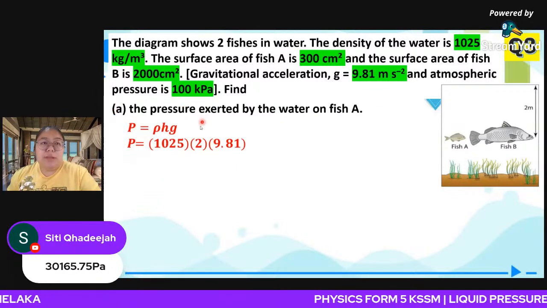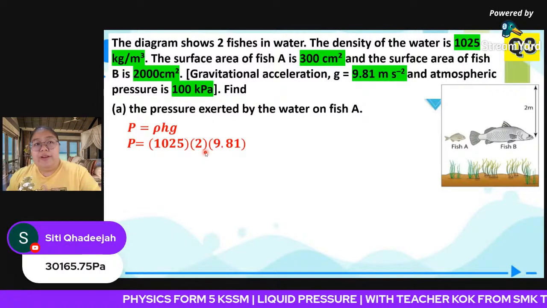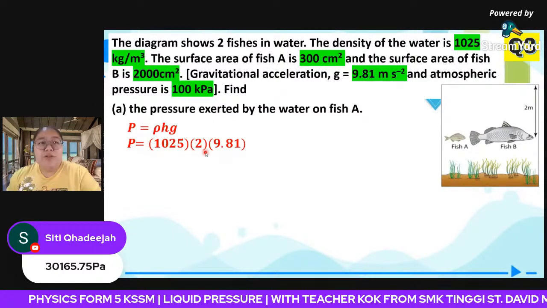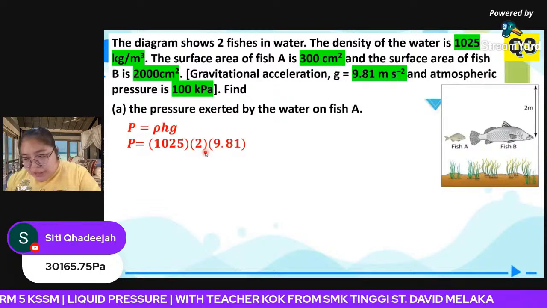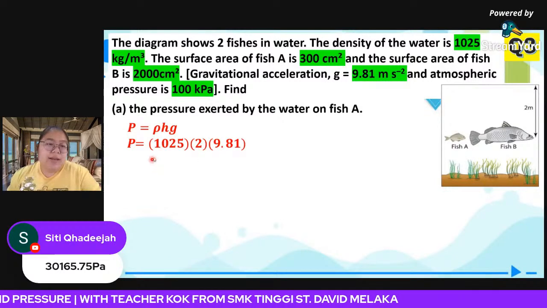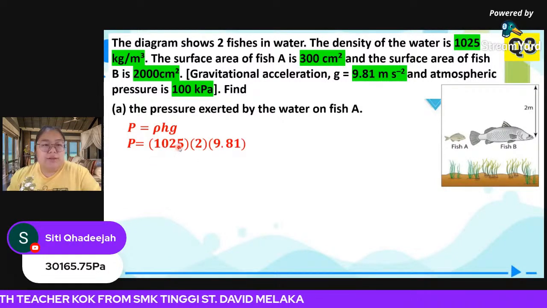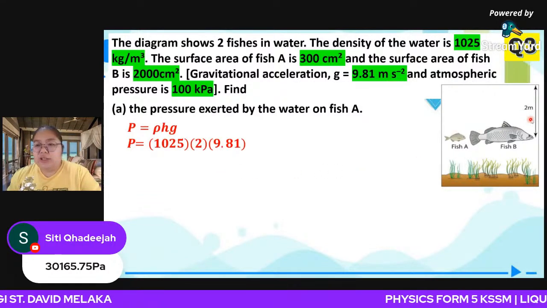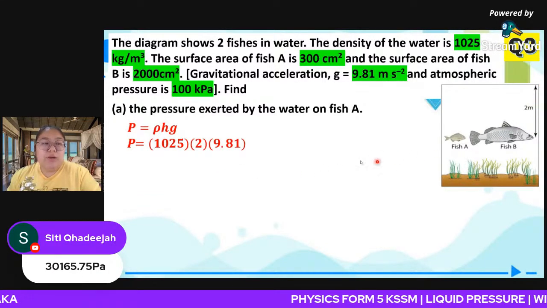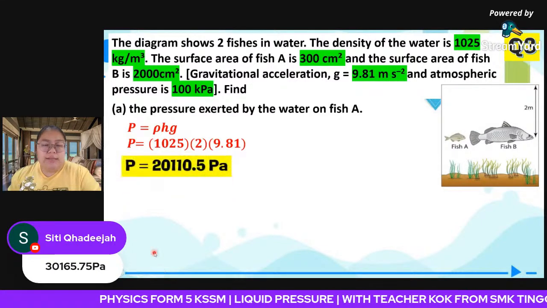Okay, it's the same thing. We got different answer from here. Yuan Ru and also Yi Ru also give the different answer. We're going to check. Okay, 1025. The H is 2 meter, is it? So meter, no need to change. Okay, 9.81. So we go to find the answer.